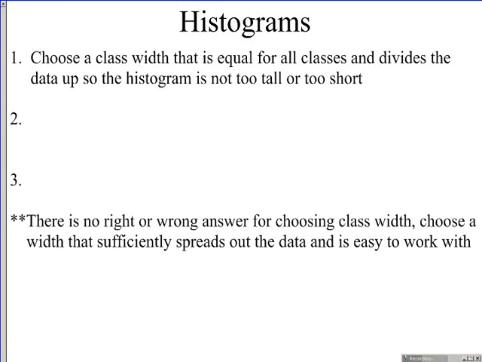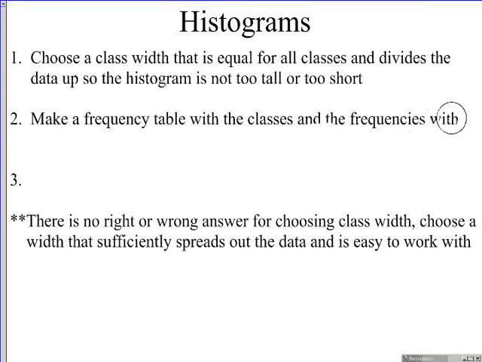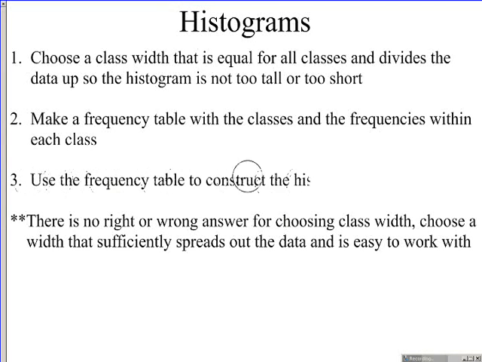So if we're talking about 0 to 500, we may go 0 to 49, 50 to 99, 100 to 149, 150 to 199, and so on. Choose something that's easy and quick to work with, but sufficiently divides up the data. Then you're going to make a frequency table with the classes and the frequencies within each class. So you're simply going to do a tally within each one of those classes of how many data points fall within each class. From there, you're going to use the frequency table to construct the histogram. We'll look at the construction of one of these histograms in one of the next examples.